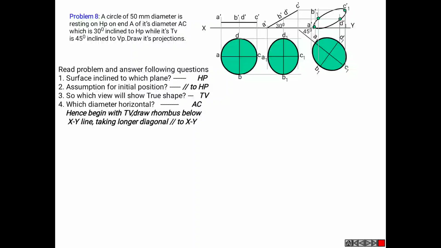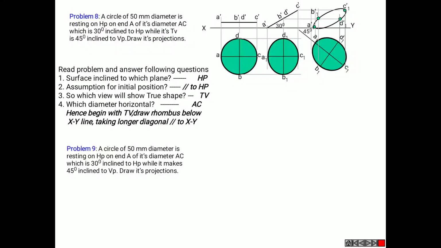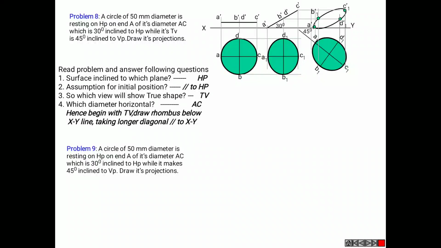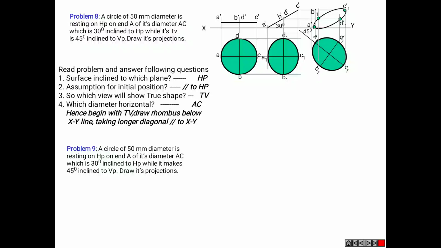Okay, we will move on to the next problem. Problem number 7. It is given that a circle of 50 mm diameter is resting on HP on end A of its diameter AC, which is 30 degrees inclined to HP, while it makes 45 degrees inclined to VP. Draw the projections. I think in both the diagrams you will see the difference.